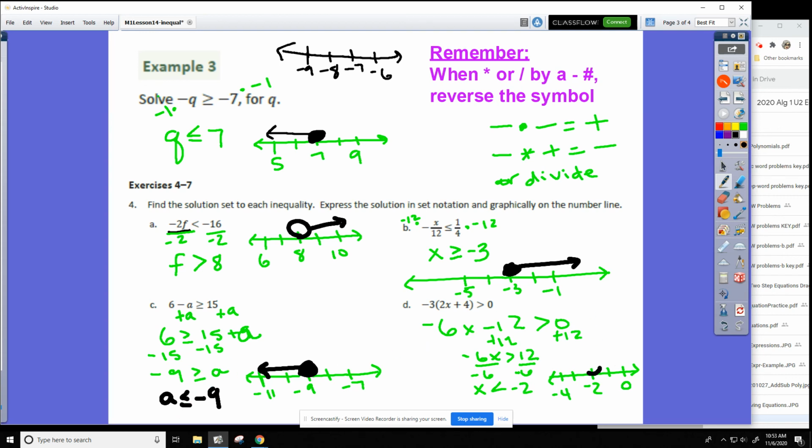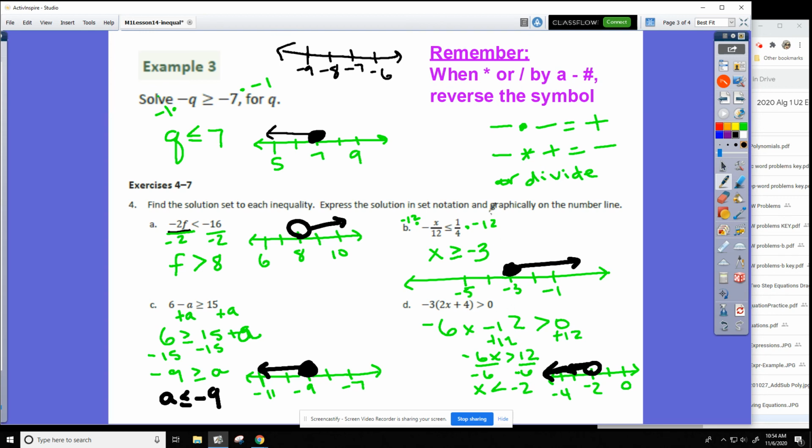And the last one, an open dot, X is less, so 0 should not work. Extend those lines. Okay, 0 should not work. 0 plus 4 is 4. 4 times negative 3 is greater than 0. 0 does not work, so that one's okay.